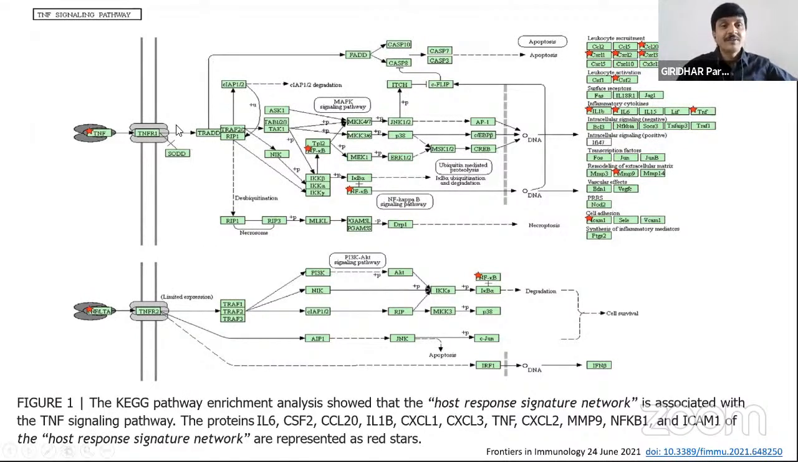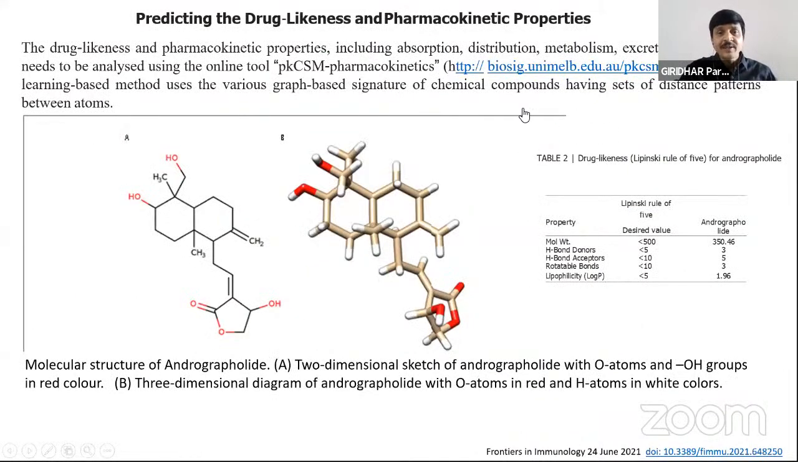So whenever this entry of the virus particle happens, through these transcriptional factors, many of these subnetworks like markers will get activated, and that leads to the storming of cytokines, called cytokine storm. The second important step is predicting the molecular structure, the drug-likeness. For example, you are taking a spike protein.